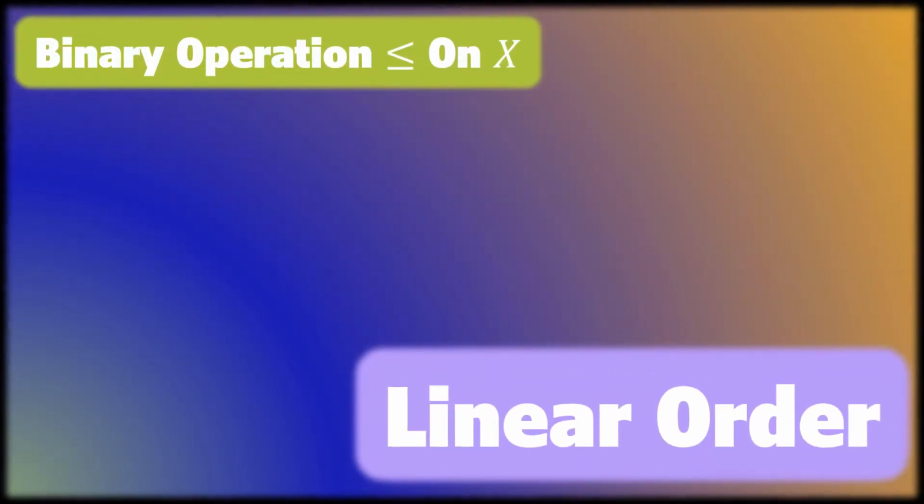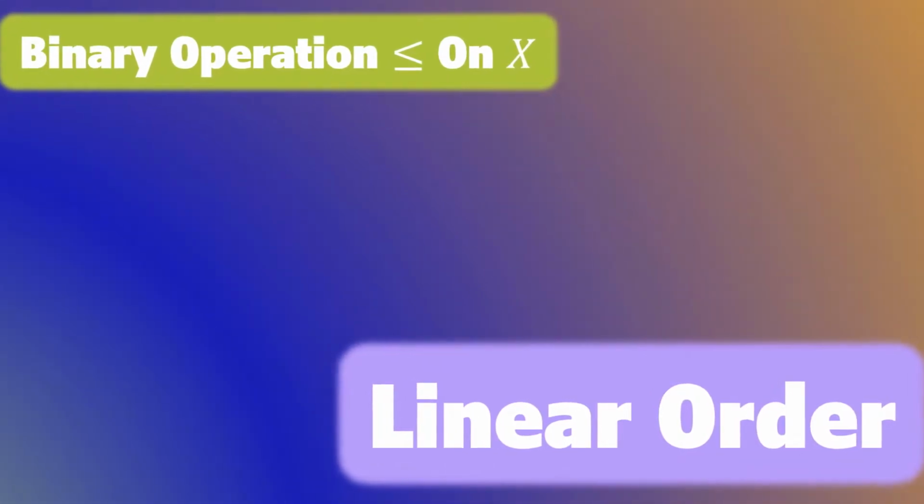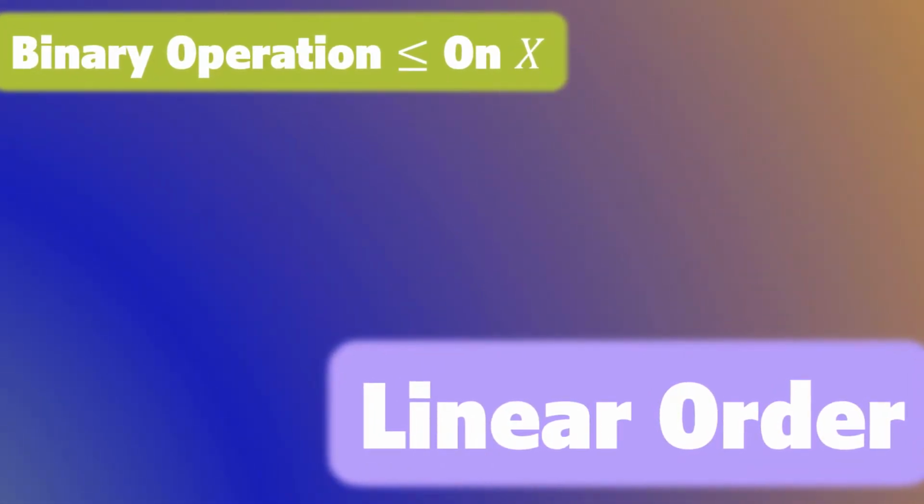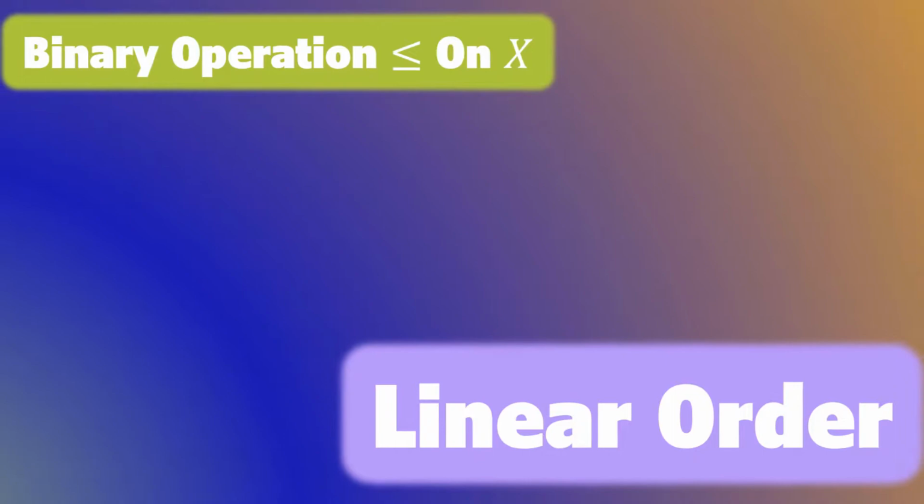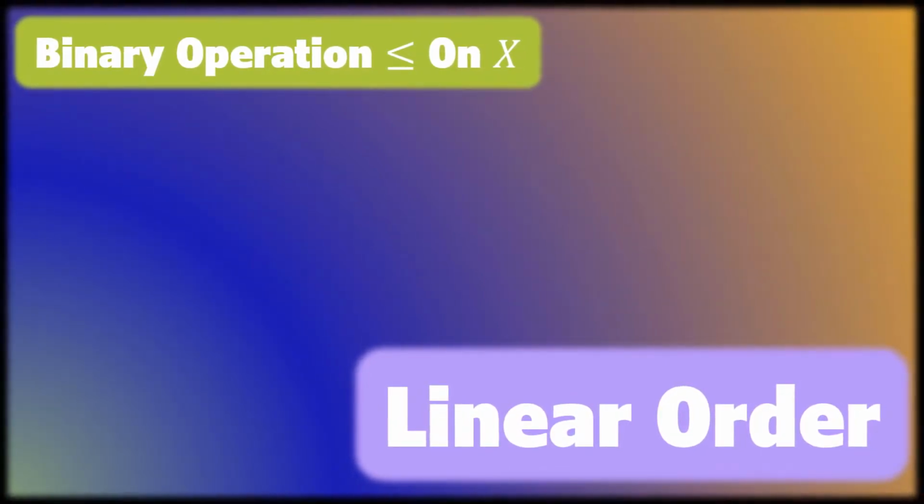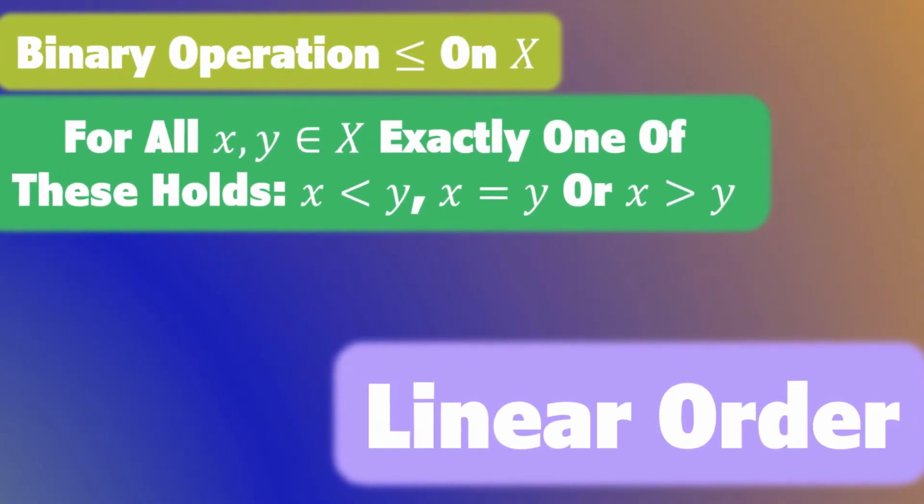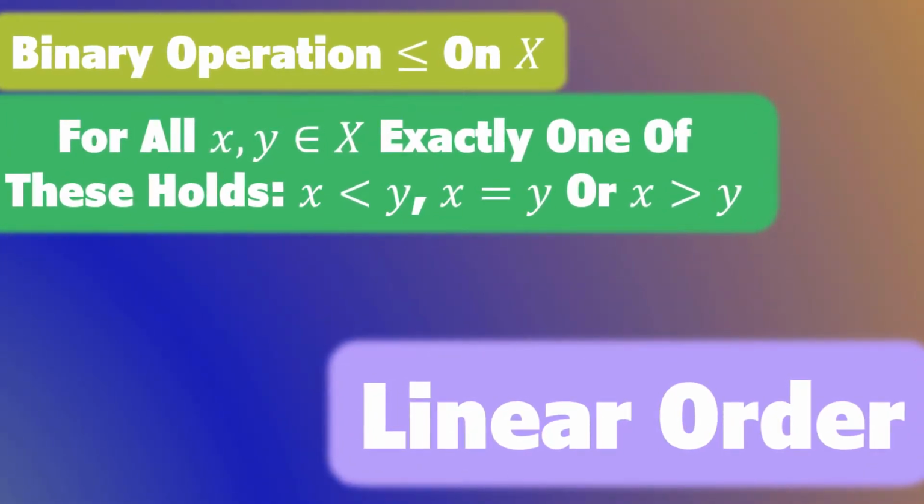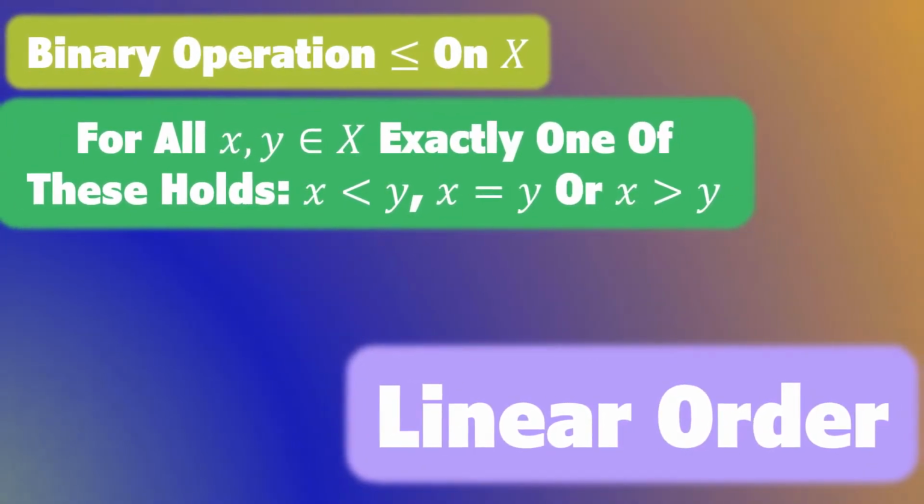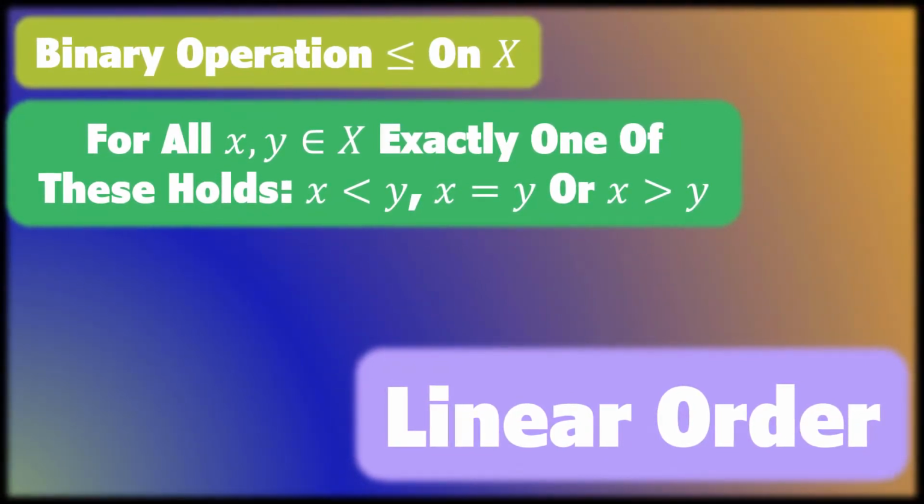A linear order on a set X is a binary relation less than or equal on X such that it follows the following 4 criteria. First, for all x and y in X, exactly one of these holds: x is less than y, x is equal to y, or x is greater than y.